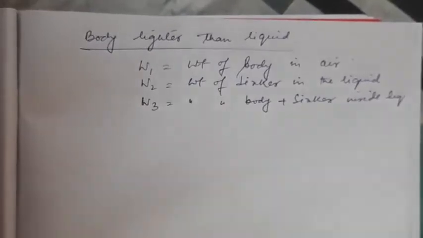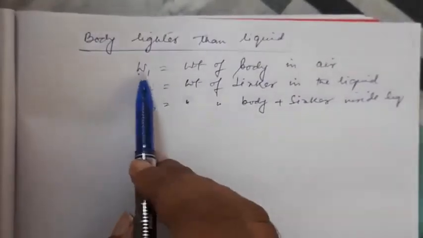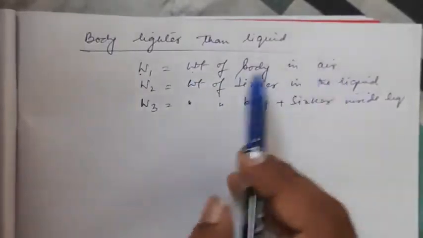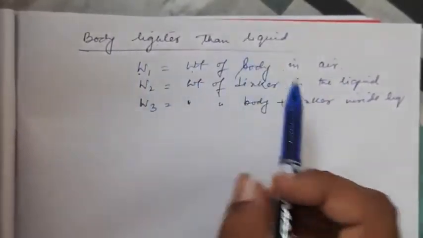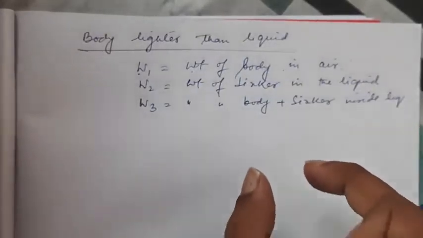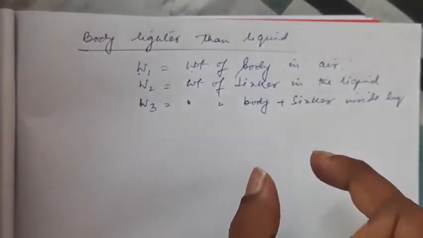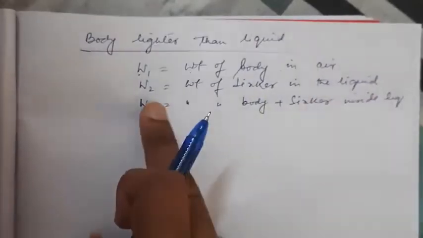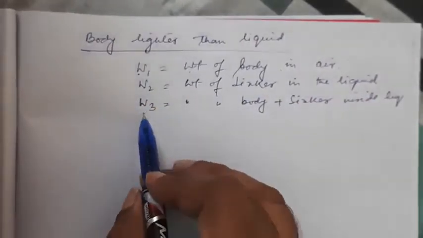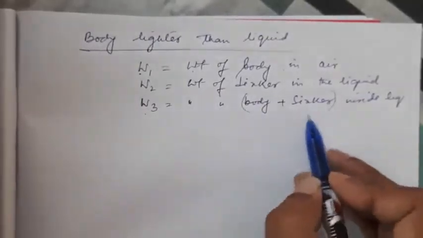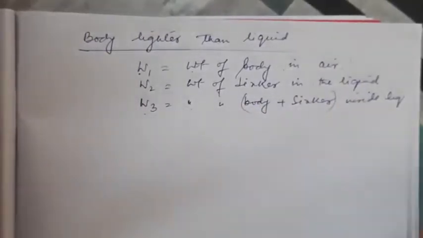Now, body lighter than liquid. W1 is equal to the weight of the body in air. W2 is the weight of the sinker in the liquid. Now, as the body is lighter than the liquid, the body will not get immersed into the liquid. So we have to take the help of a sinker. The weight of the sinker in the liquid is W2. A sinker can be an iron piece. Now W3 is the weight of the body and sinker tied together inside the liquid.